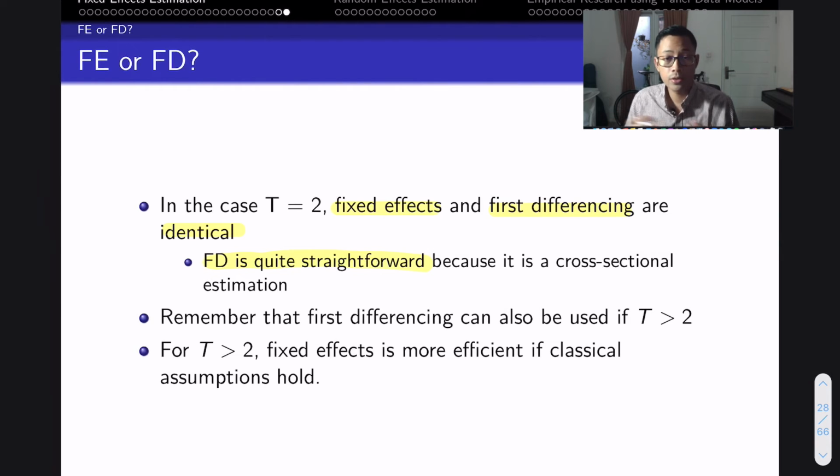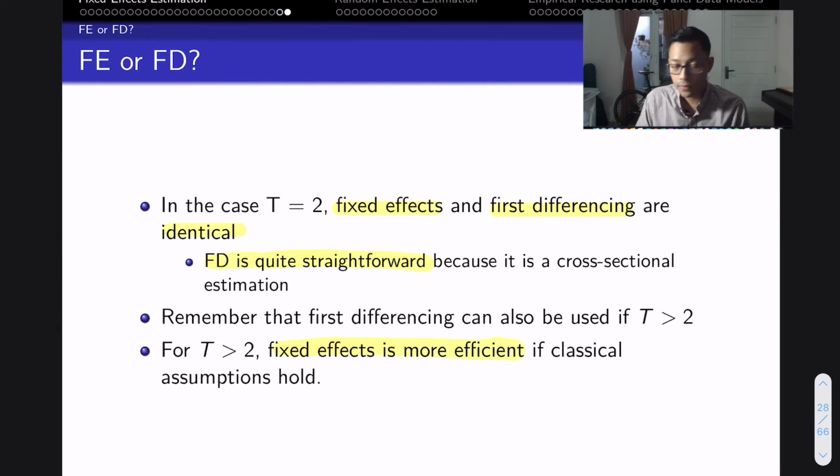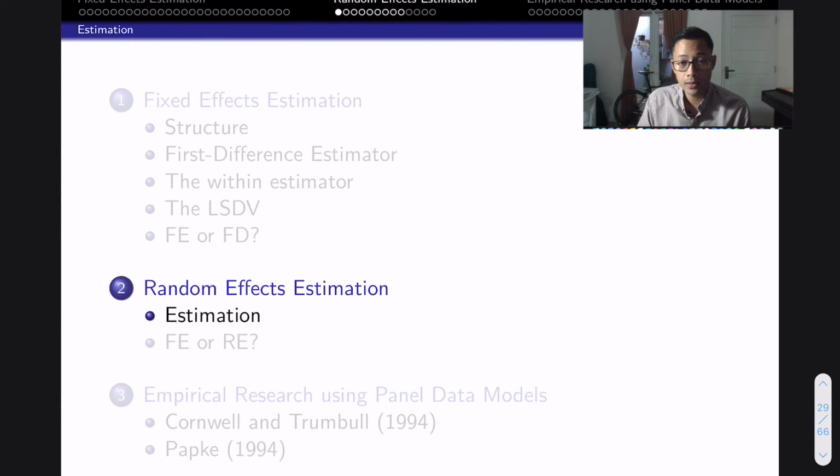Okay, so just to wrap up, we reviewed the first differencing method. We also reviewed the fixed effect method. These methods are actually identical for 2-period panel data. And for t more than 2 periods, so for example, 3-period, 5-period, or 10-period panel data, the fixed effect estimation is going to produce a more efficient estimator.